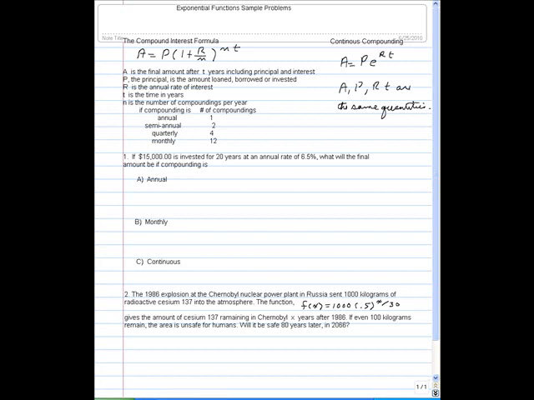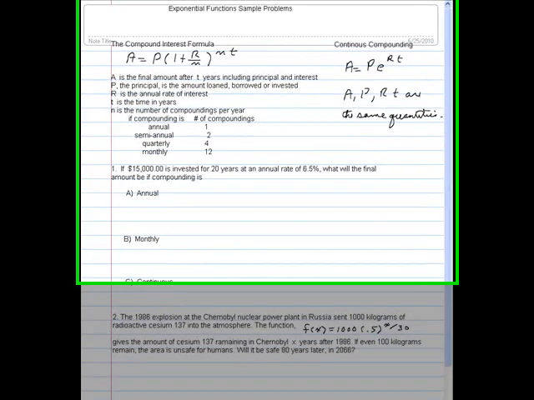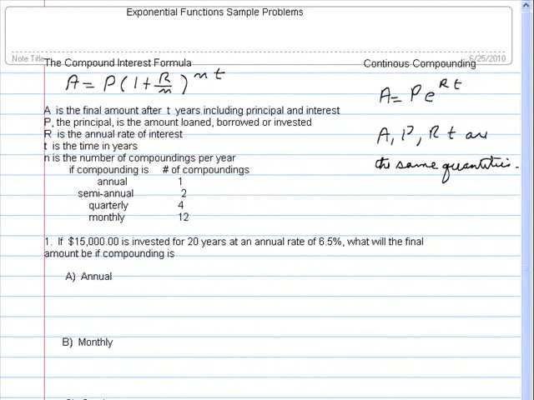Let's try a couple of example problems now using the exponential function. The first one I want to talk about is the compound interest formula problem. I've given the compound interest formula here. It's A equals P times (1 plus R over N) to the NT. And I've listed what everything is at the bottom.